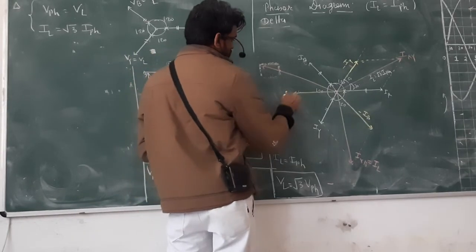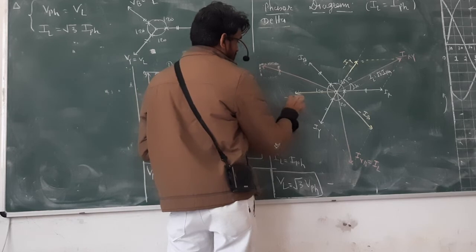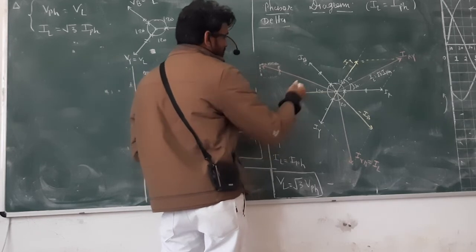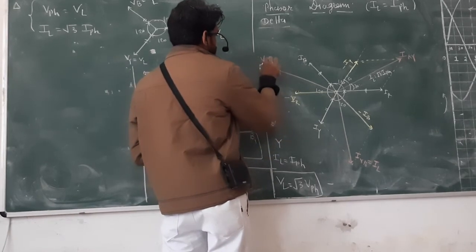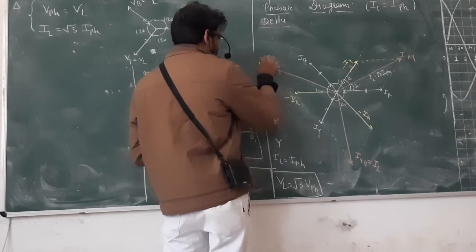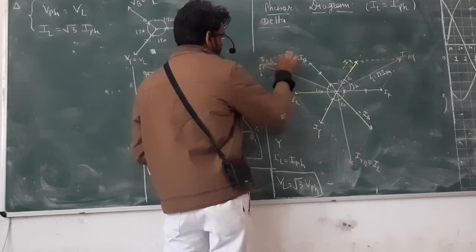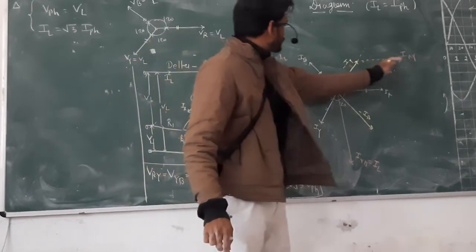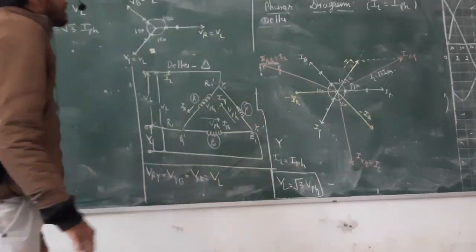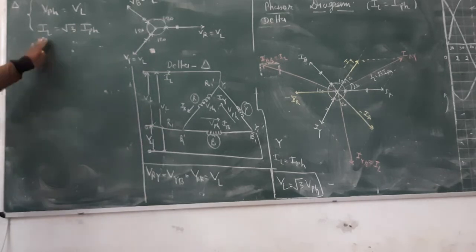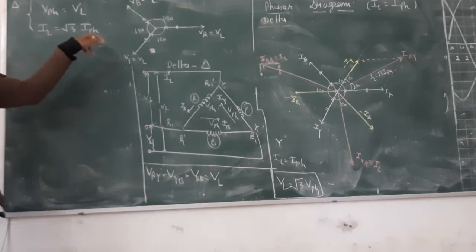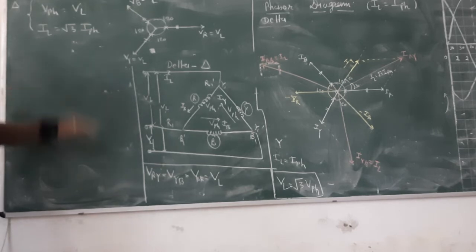Minus IR, then it will become IBR, and put I on everything since it is current. And this is the phasor diagram, and that will be the relation: IL is equal to root 3 I phase. So this is how you need to represent the voltage and current phasor diagram in star and delta connections.